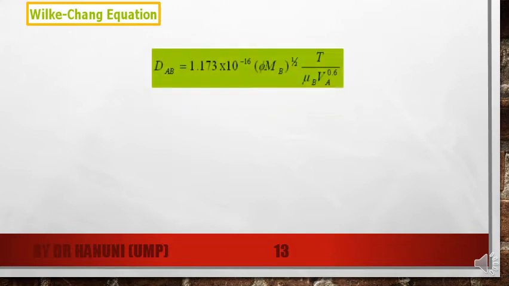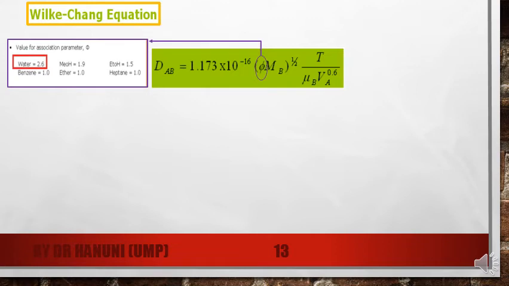So here is the Wilke-Chang equation. Before you start to substitute all the values into the equation, it is very important for you to check one by one whether the information or parameters involved in the equation are available, whether the value can be obtained from the question or maybe from the appendix given. Let's start with the first one, which is the sigma or association parameter. In this case, the solute B is actually water, so the value of association parameter for water is 2.6, and this value is already given in the question.